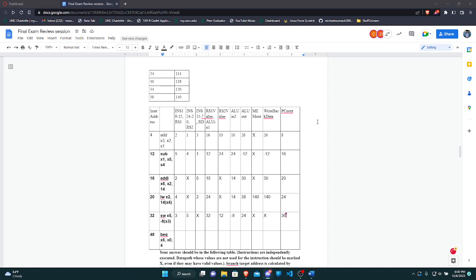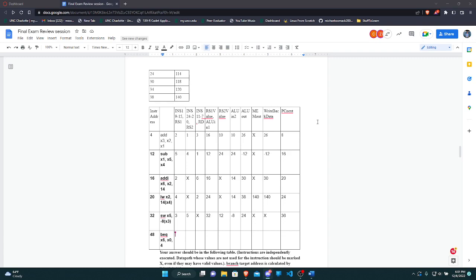Now it's time for the BEQ. This one's always a little bit weird. If the branch condition is true, then we need to use this formula: PC plus label times 2. And keeping that in mind, we'll start this row right here.